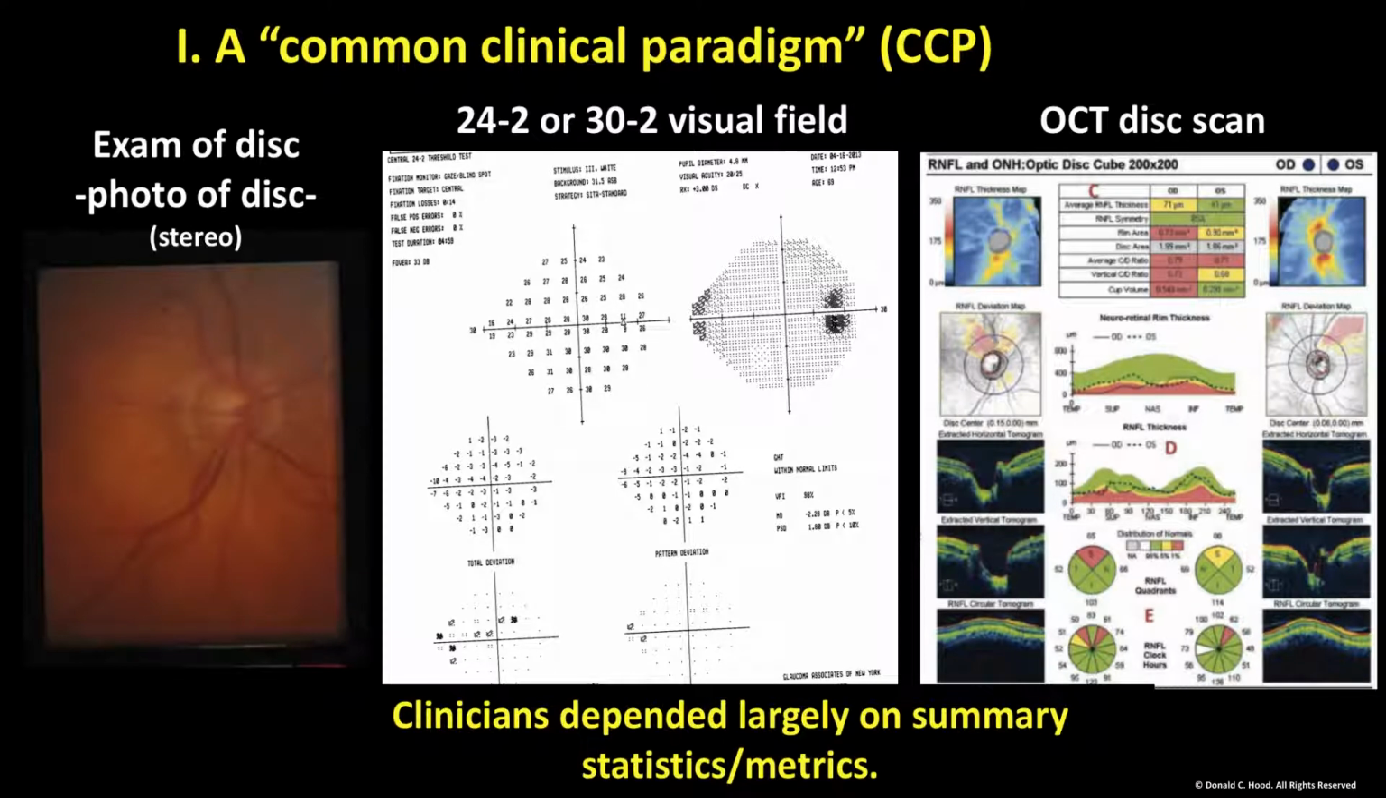And in terms of analysis of these data, the clinicians depend primarily, in the case of the OCT, on metrics, in particular average retinal nerve fiber layer thickness, and the pie chart here of abnormalities by quadrant. The metrics are also commonly used for the visual field, in particular the glaucoma hemifield test statistic and pattern standard deviation, although clinicians also look at the distribution of abnormal points on the pattern deviation.